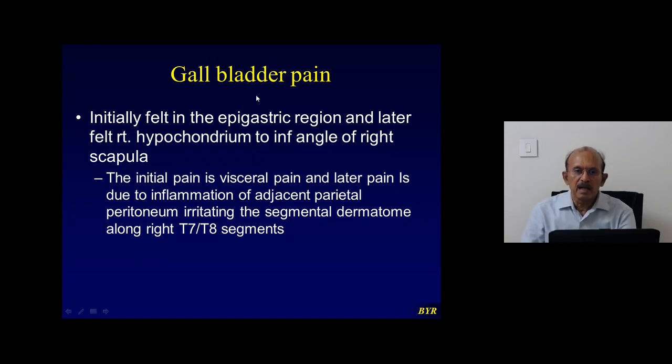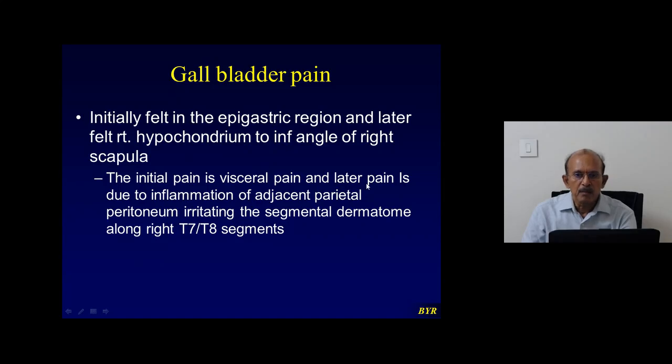Gallbladder pain mainly occurs due to cholecystitis. Initially it is felt in the epigastric region, and later felt in the right hypochondric region to the inferior angle of the right scapula. Why this type of pain? The initial pain is visceral pain. Because the gallbladder is developed from the foregut, the patient feels pain in the epigastric region.